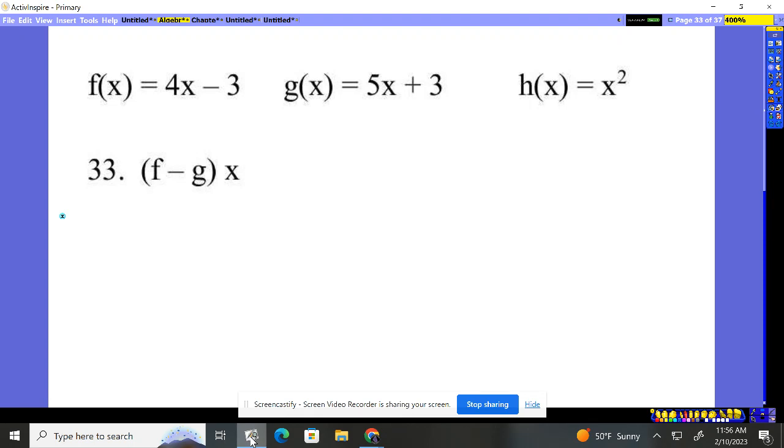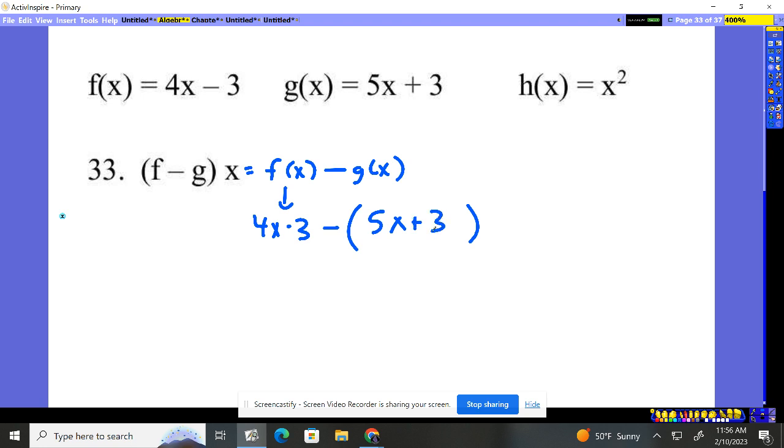33. It wants us to take the f of x function and subtract the g of x function. Well, here's the f of x function, 4x minus 3. Subtract the entire g of x function. Unless there's one piece here, you are always going to put it in parentheses. So we are subtracting the entire thing.